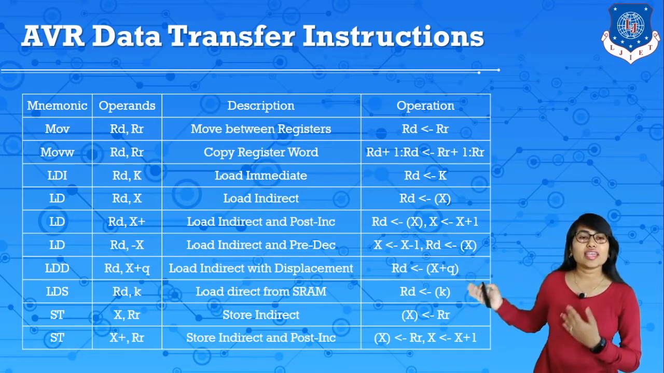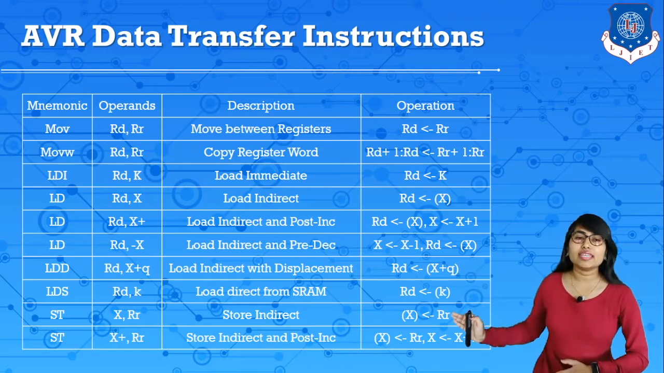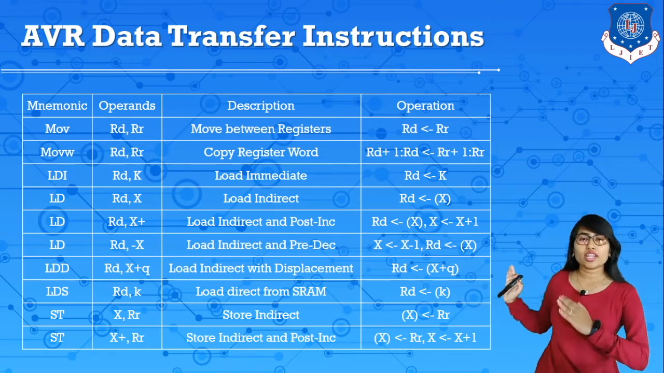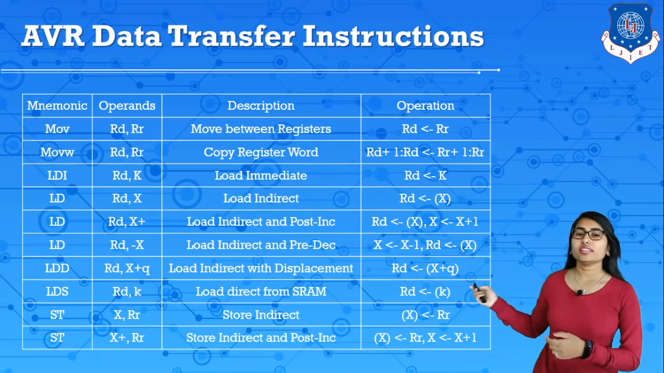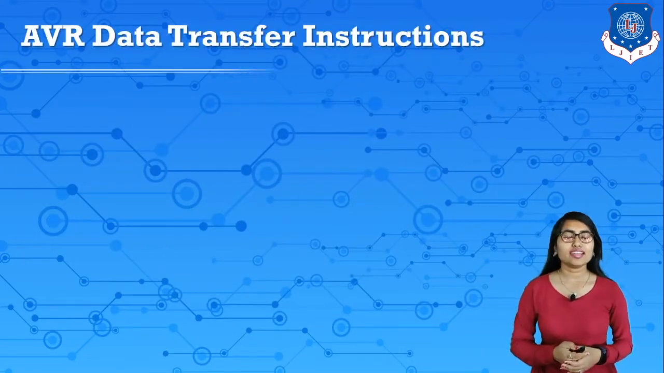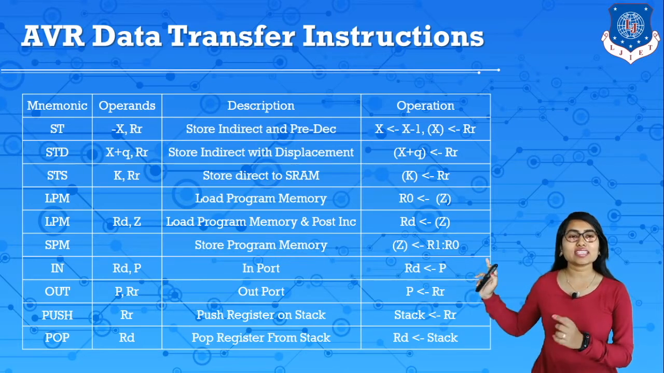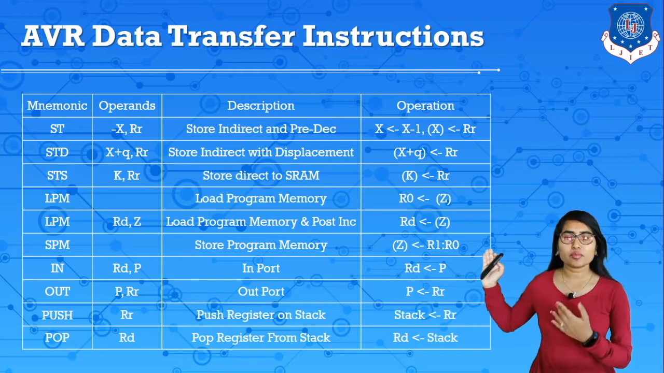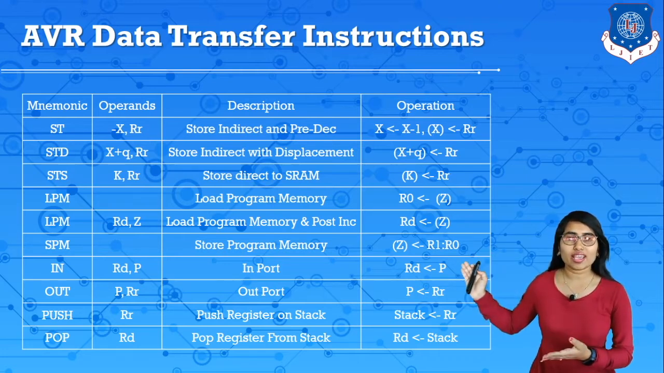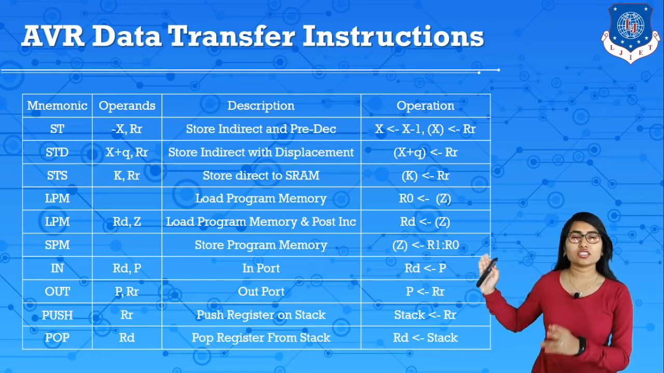Okay, then ST X plus, RR. So this is for store indirect and post increment. Whatever the content of the register is, it is copied, and then the value of X is incremented. Then next we have other data transfer instructions. ST store indirect, minus X, RR. So first pre-decrement, then store the values. First X is decremented, and then at the address location given by X, the content of RR is stored.